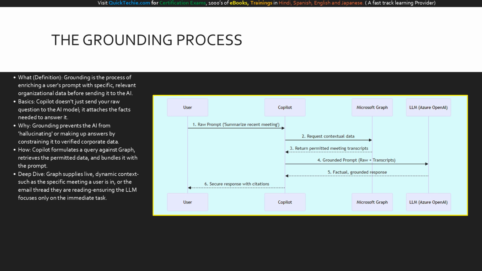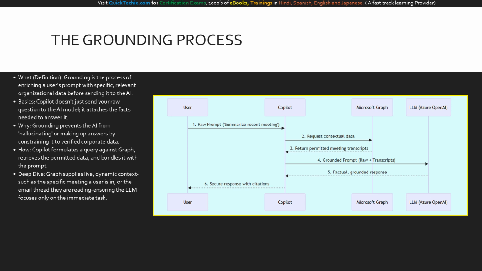related to the prompt. Graph retrieves this permitted data, perhaps a specific email thread or a recent Excel spreadsheet, and bundles it together with the user's original request. We then send this enriched, grounded package to the LLM. By injecting your proprietary data directly into the prompt via Graph, we constrain the AI's reasoning engine, forcing it to generate a response based exclusively on your company's verified reality, not its public training data.